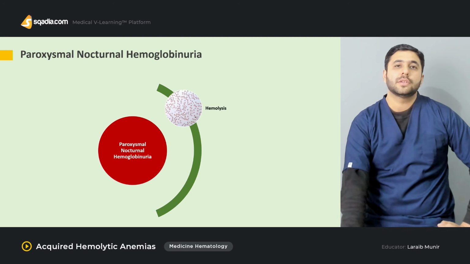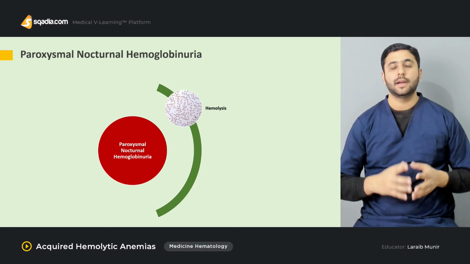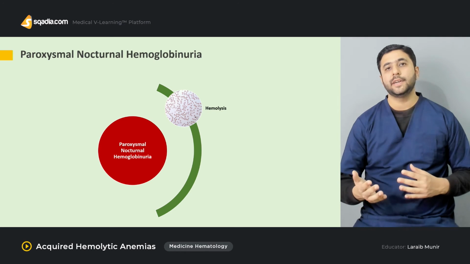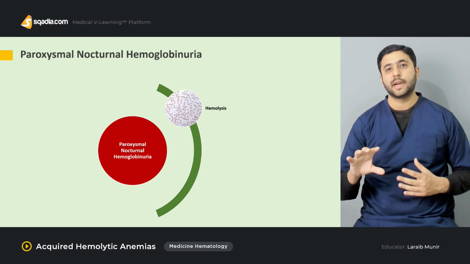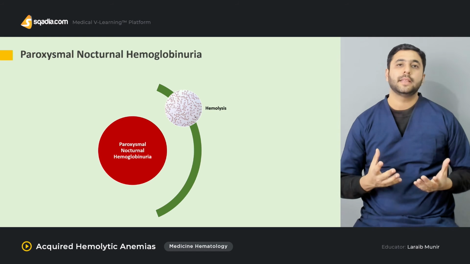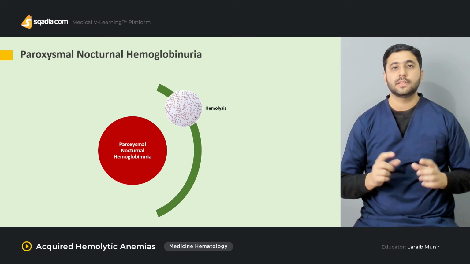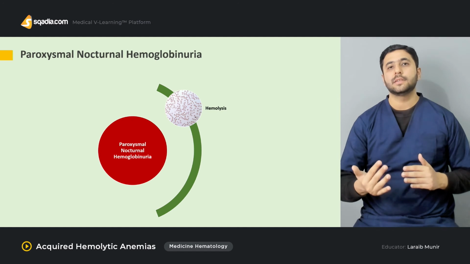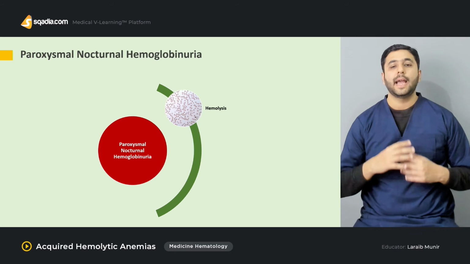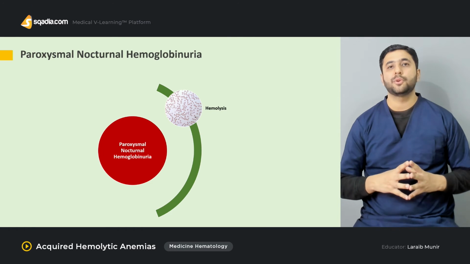If you remember the last lecture on inherited hemolytic anemias, I showed you a diagram of an RBC membrane in which we highlighted different types of proteins like ankyrin. Then we linked them with the various types of cytoskeletal proteins. There I told you that there are certain types of anchor proteins called the GPI anchor proteins present on the cell membrane of the RBC. And these GPI anchor proteins are very important for anchoring certain extracellular proteins to the membrane. In paroxysmal nocturnal hemoglobinuria, these GPI anchor proteins are absent.